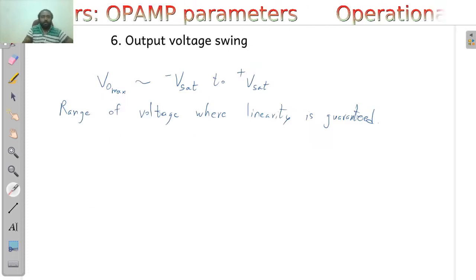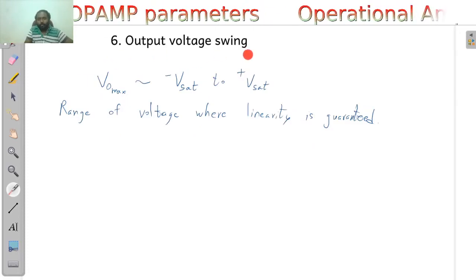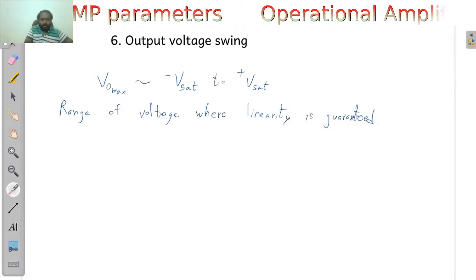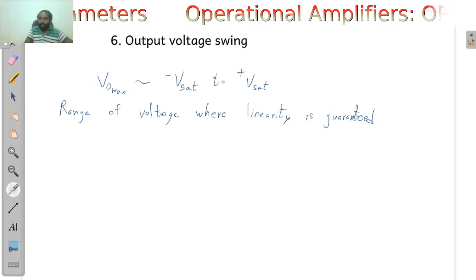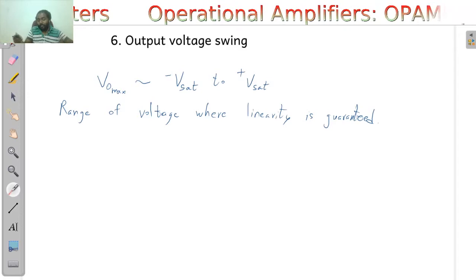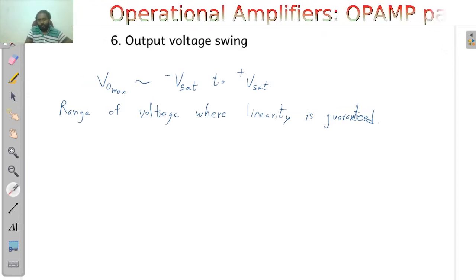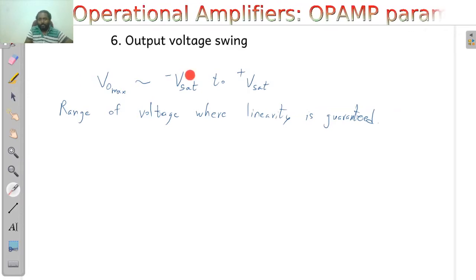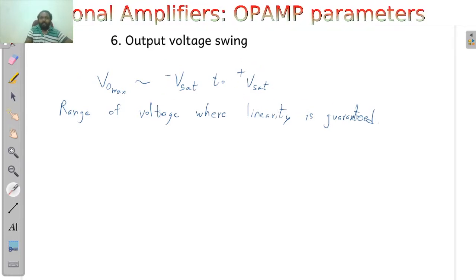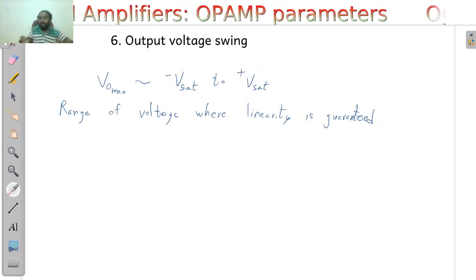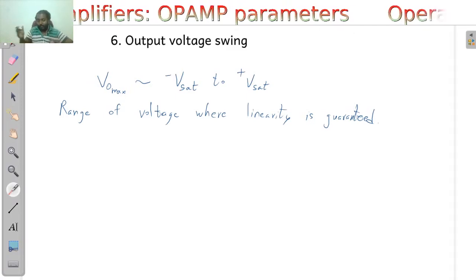Okay. The sixth parameter is output voltage swing. Output voltage swing means the output range of voltages that the operational amplifier can achieve, and it is represented by a range between the negative saturation voltage and the positive saturation voltage. This range is where the linearity is guaranteed in the case of operational amplifiers.